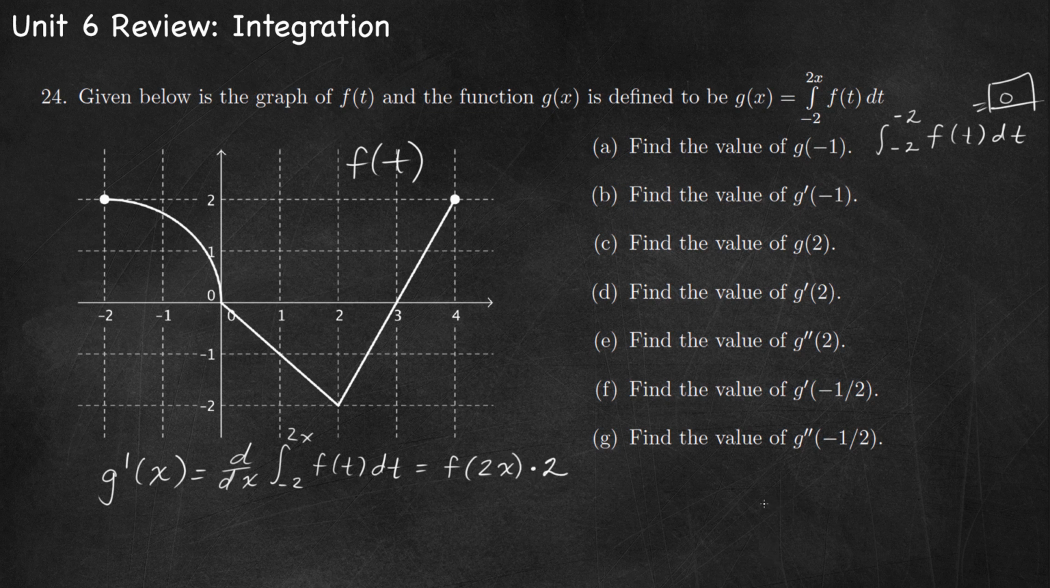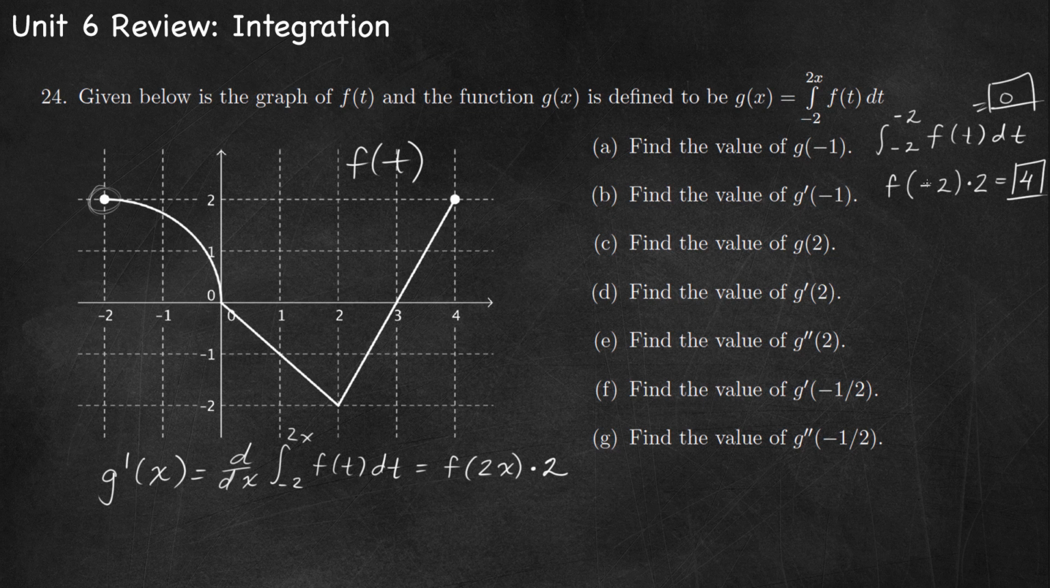So if we want g prime of negative 1, we sub in negative 1 for x. We get f of 2 times negative 1, and then times 2. F of negative 2, we read from the graph. F of negative 2 times 2 is 4. Part C, find g of 2.